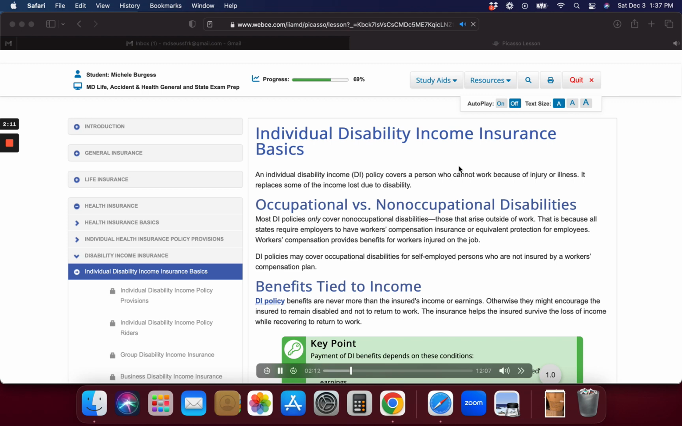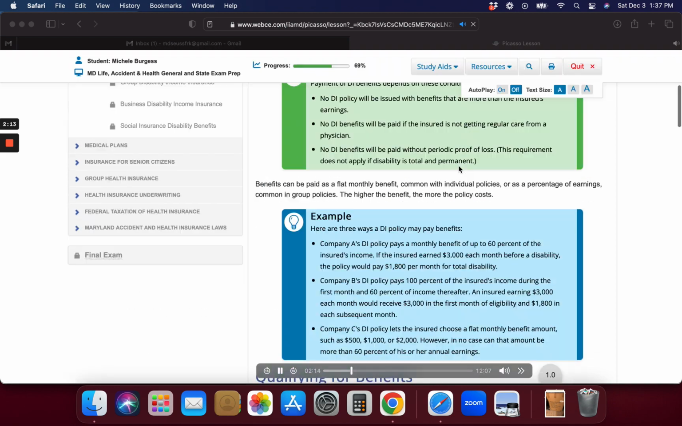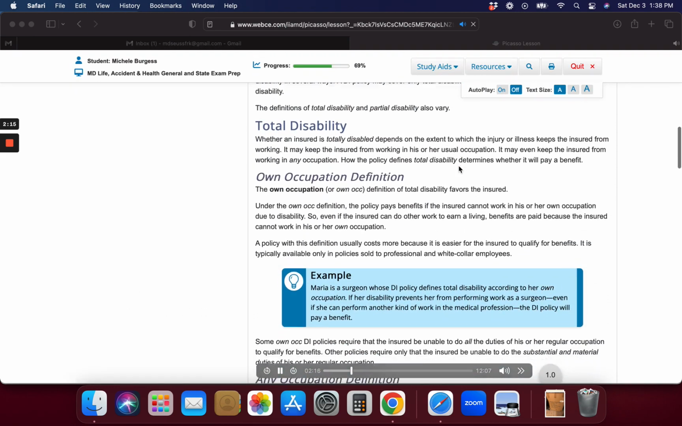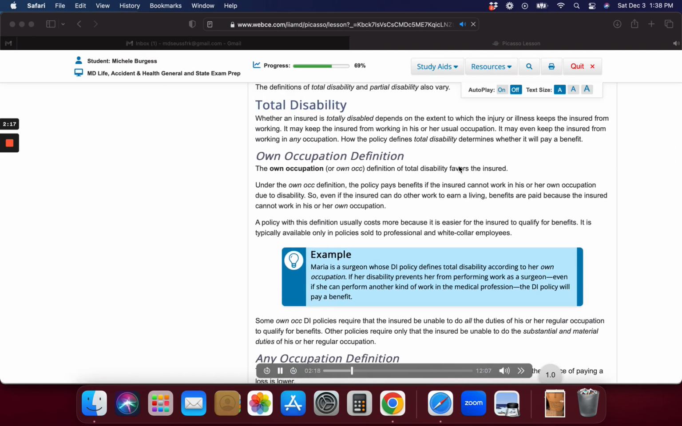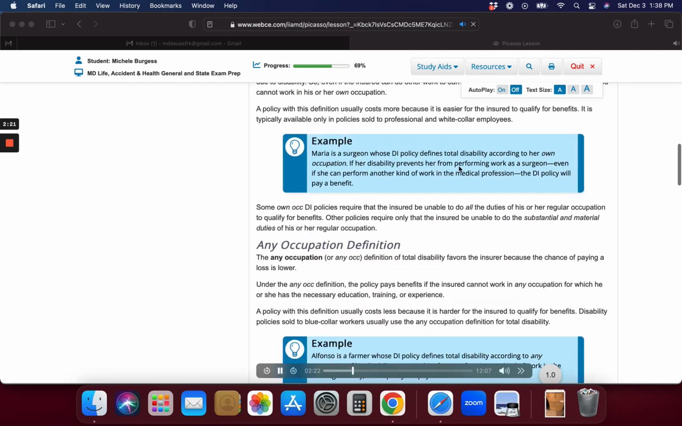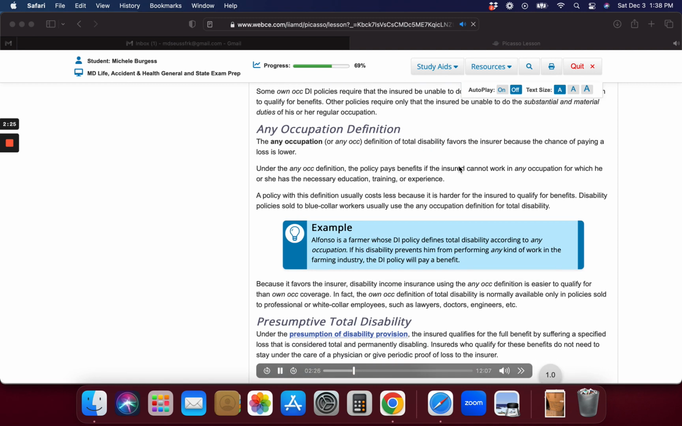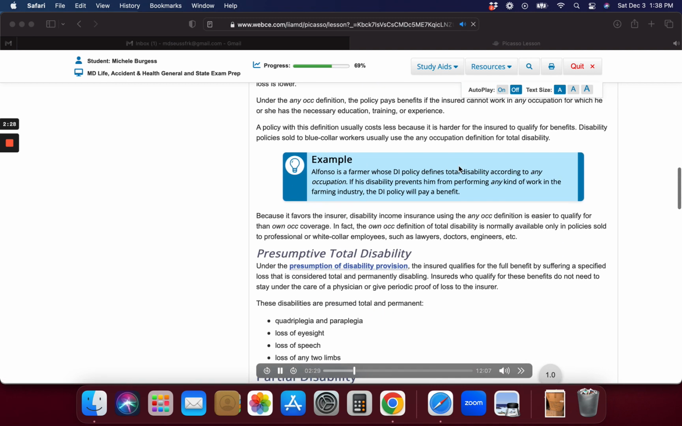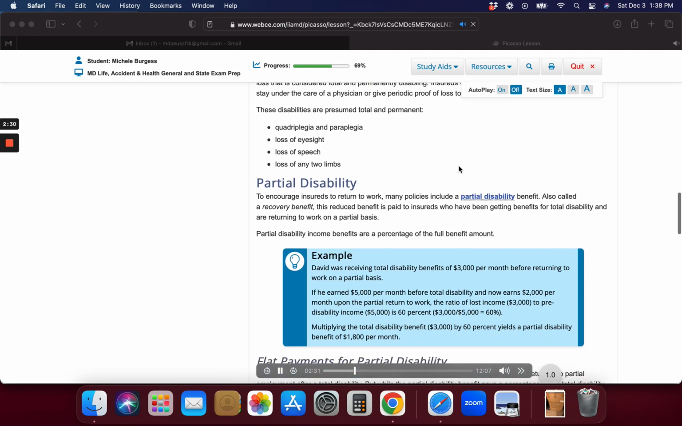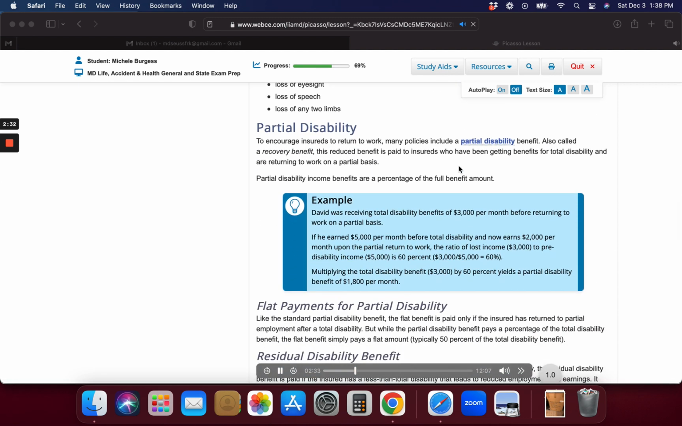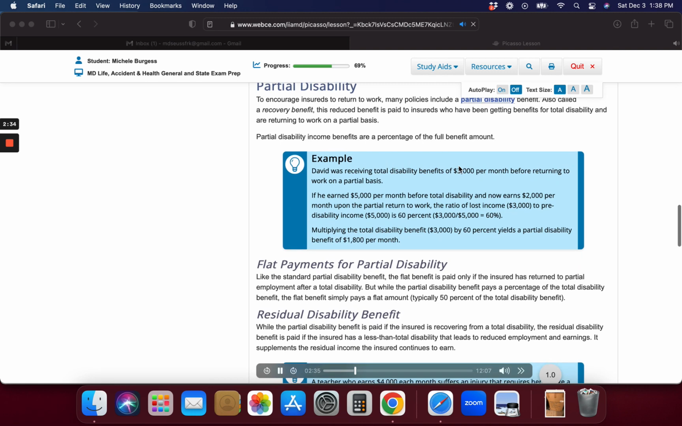An insured earning $3,000 each month would receive $3,000 in the first month of eligibility and $1,800 in each subsequent month. Company C's DI policy lets the insured choose a flat monthly benefit amount, such as $500, $1,000, or $2,000. However, in no case can that amount be more than 60% of his or her annual earnings.